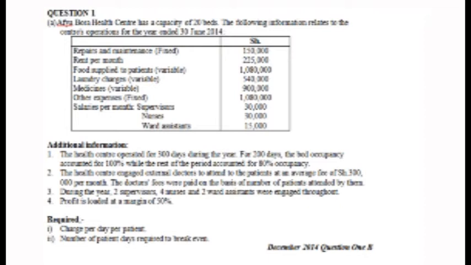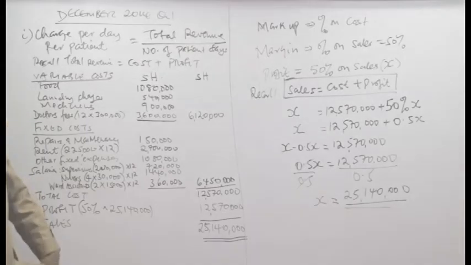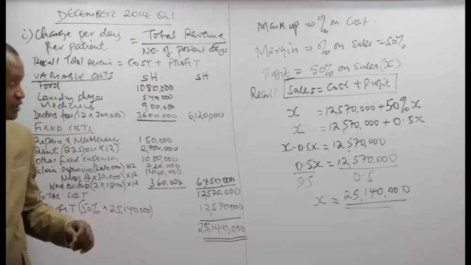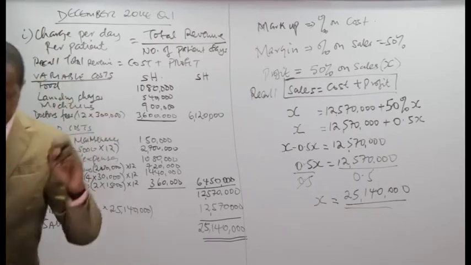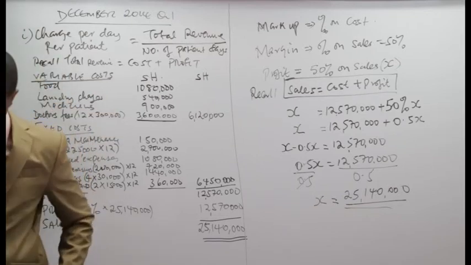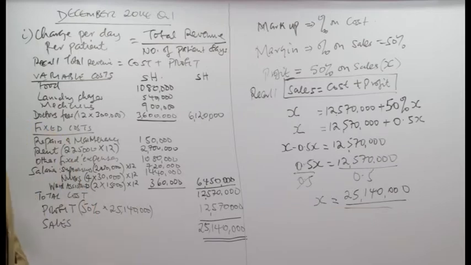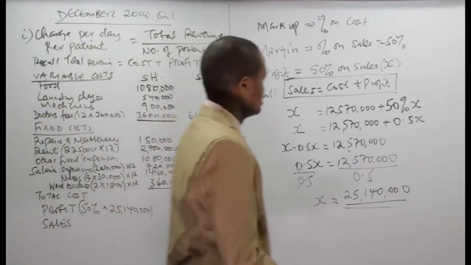So you are told that there were 200 days and 80% of the remaining number of days. So how do you determine the number of patient days so that we can divide the total revenue by it to get the charge per day? So we need to determine the number of days.